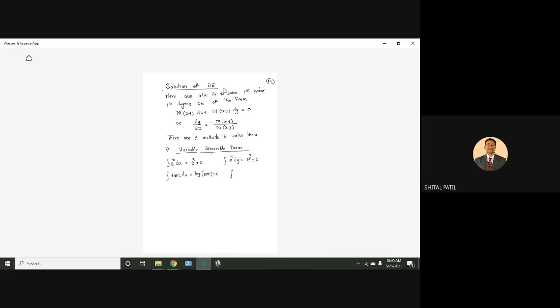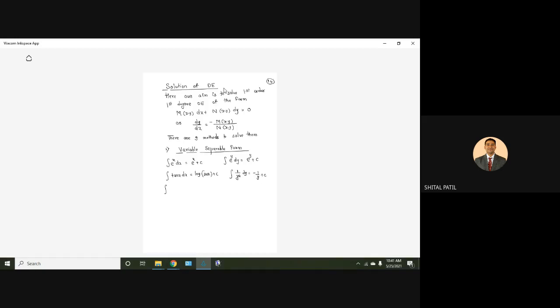In the same way, what will be the integration of 1 upon y square dy? What is the integration of 1 upon y? Minus 1 by y, very good. Minus 1 upon y plus constant. I think you know all these things very well.